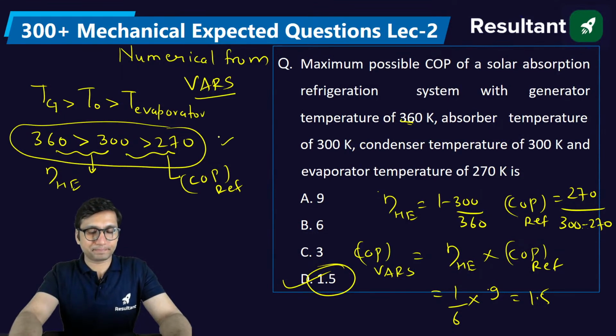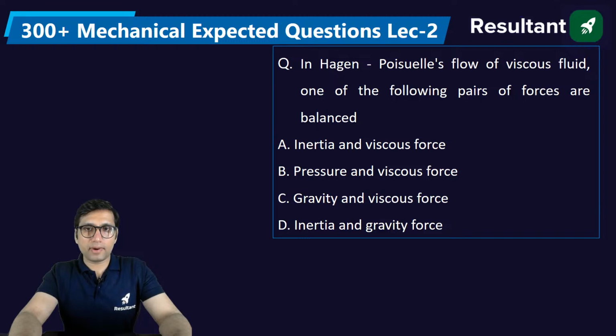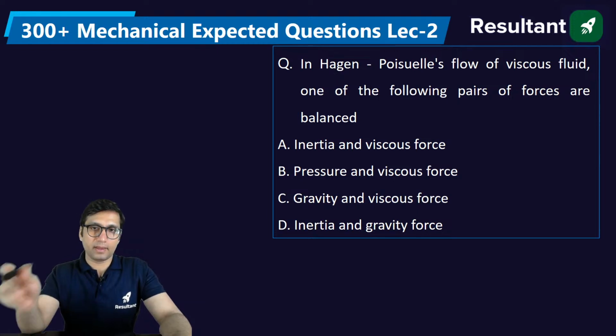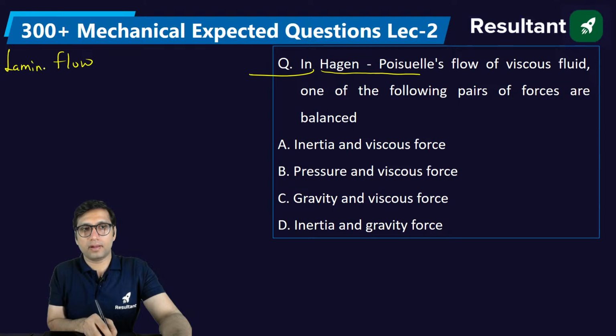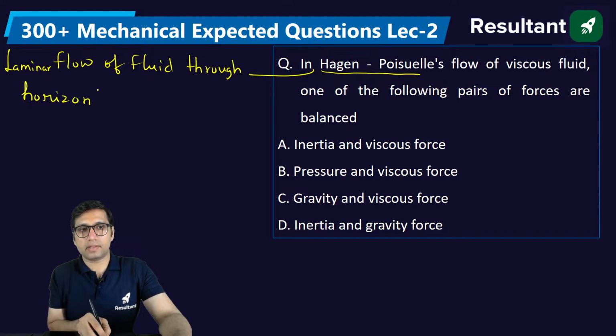Clear? In Hagen-Poiseuille's flow of viscous fluid, one of the following pair of forces are balanced. Hagen-Poiseuille flow, you know that it is a flow, or we can say laminar flow, of fluid through a horizontal pipe. That is your Hagen-Poiseuille flow.